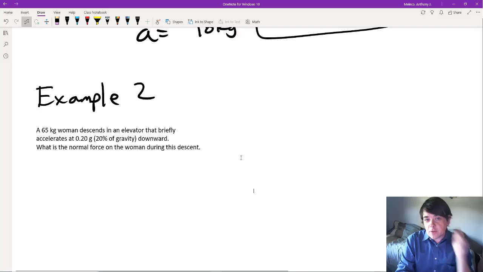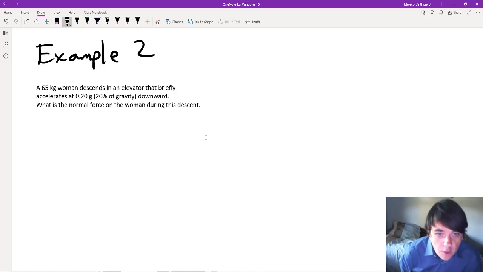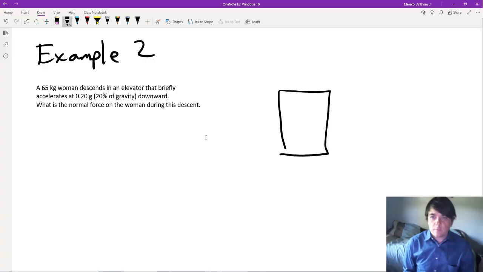A 65 kilogram woman descends in an elevator that briefly accelerates at 0.20 g downward, or 20% of gravity downward. What is the normal force on the woman during this descent? Okay, so you have a woman in an elevator, right? So she's in an elevator.